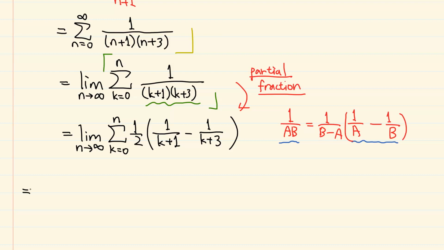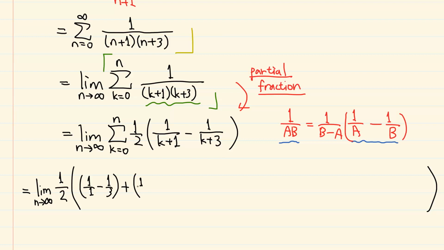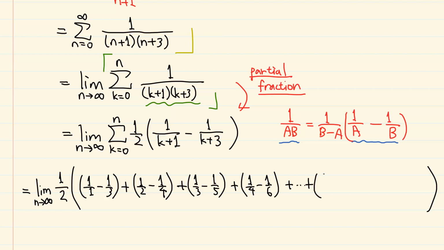So if we write this partial sum in an expanded form, we have 1/2 at the front. And first we have 1 over 1 minus 1 over 3. Then we have 1 over 2 minus 1 over 4. Then 1 over 3 minus 1 over 5. Then 1 over 4 minus 1 over 6. And so on. And the last two terms are, when k equals n minus 1, we have 1 over n minus 1 over (n plus 2). And when k equals n, we have 1 over (n plus 1) minus 1 over (n plus 3).